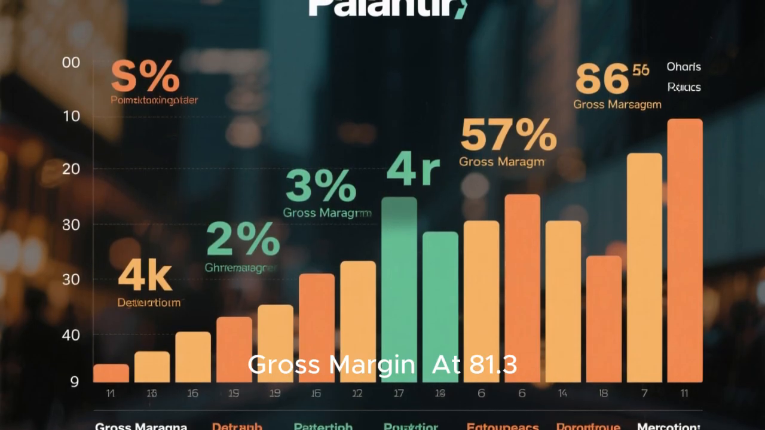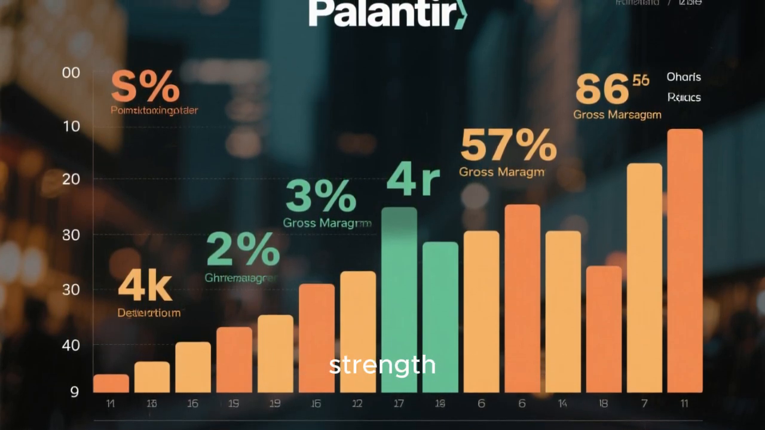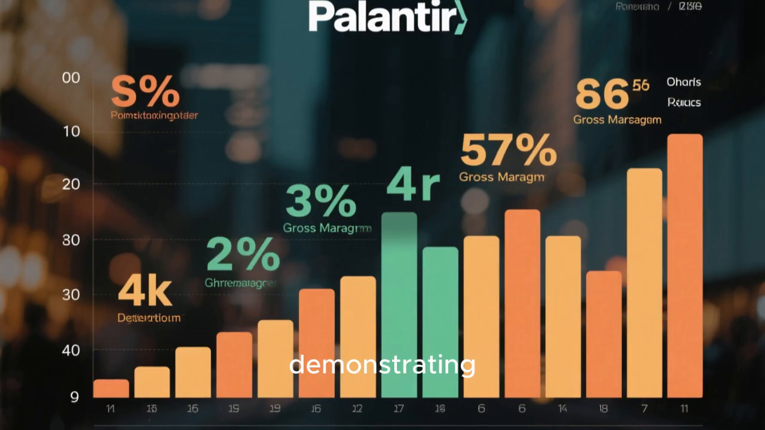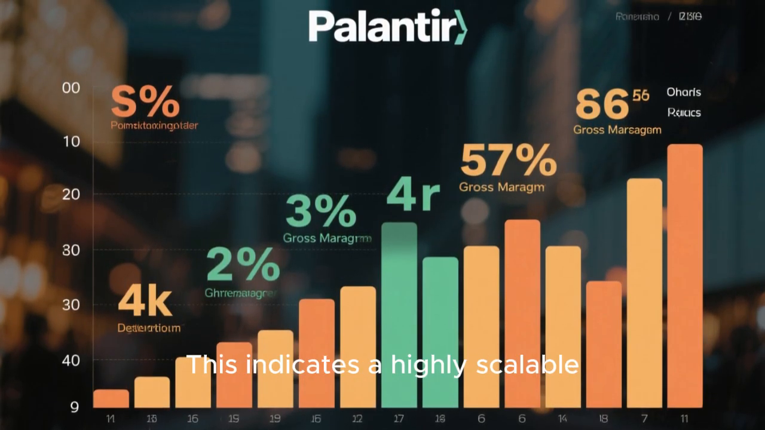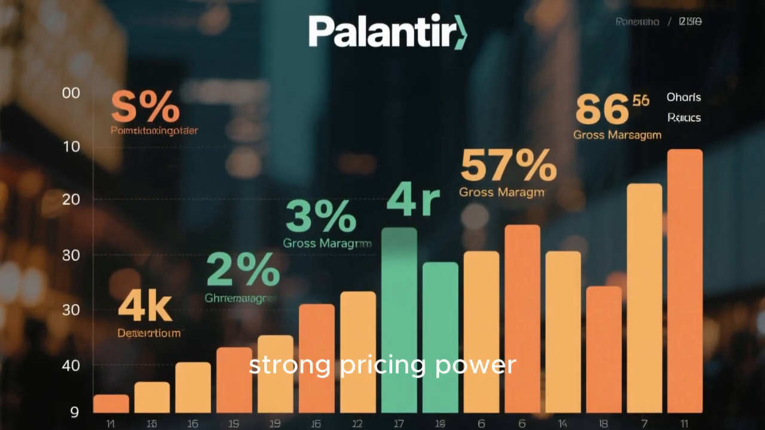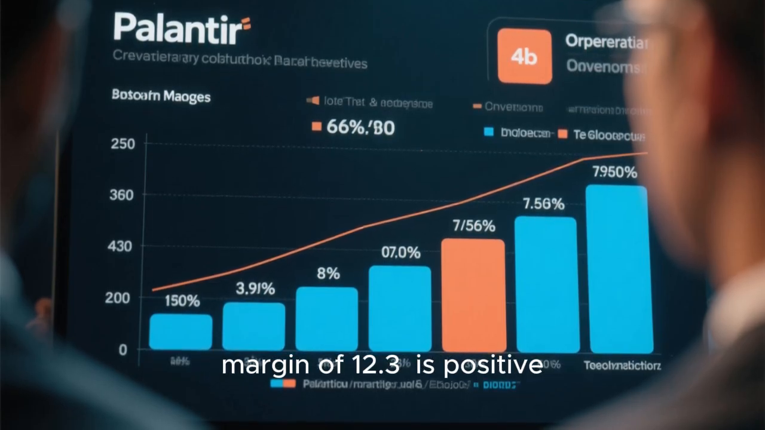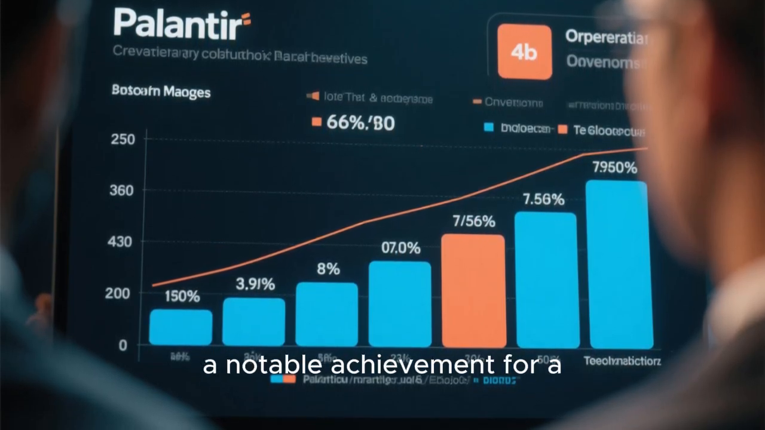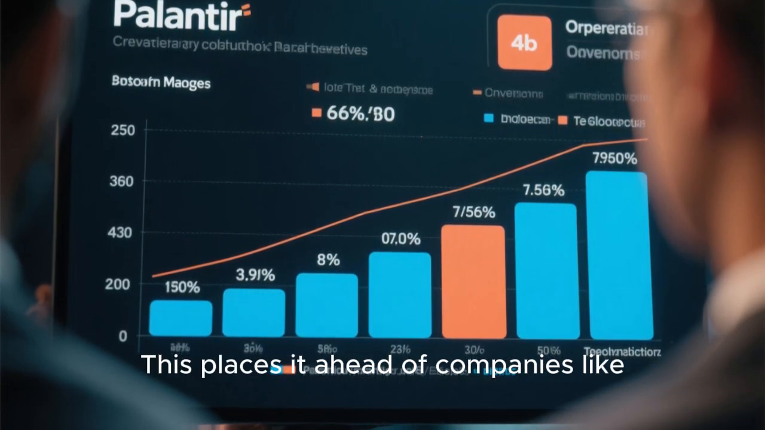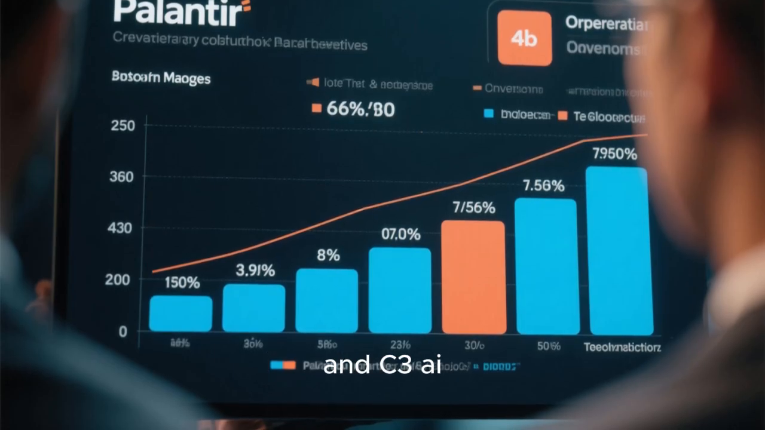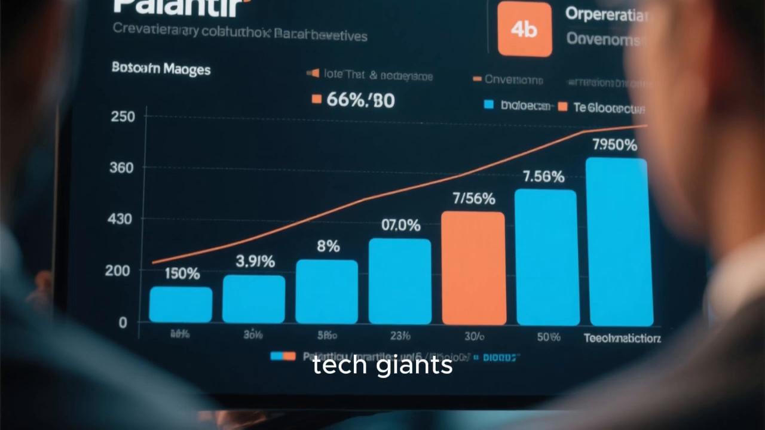Gross margin. At 81.3%, Palantir's gross margin is a major strength. It's among the highest in the peer group, demonstrating the company's ability to generate revenue at a low cost. This indicates a highly scalable software business model with strong pricing power. Operating margin. Palantir's operating margin of 12.3% is positive, a notable achievement for a growth stage company that was historically unprofitable. This places it ahead of companies like Snowflake, Alteryx, and C3.ai, which are still operating at a loss, but behind the highly profitable tech giants.